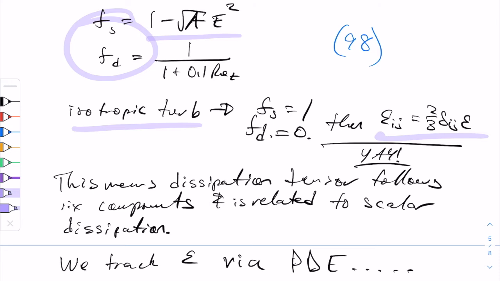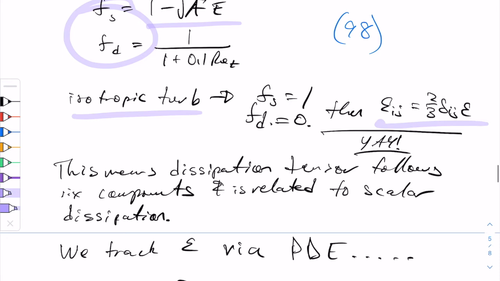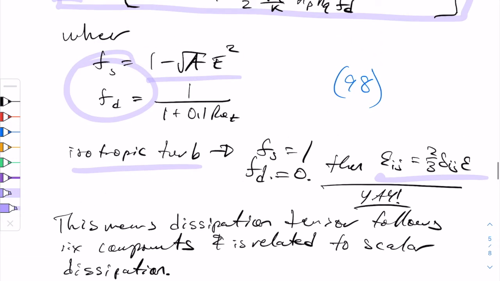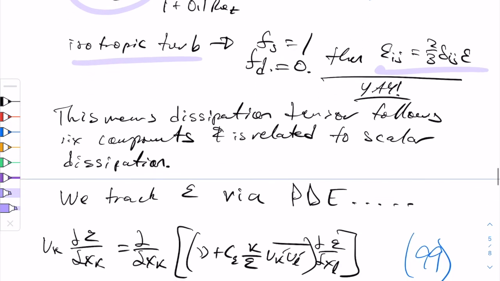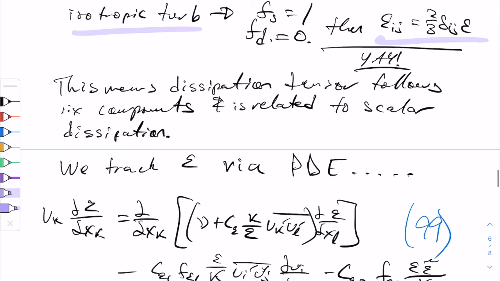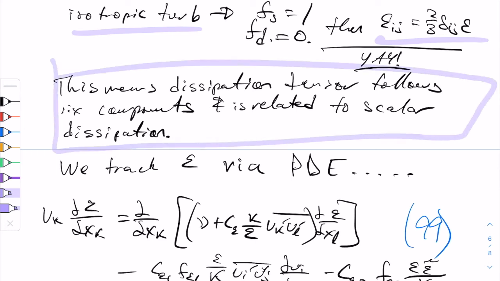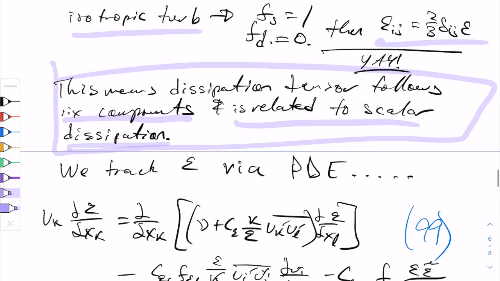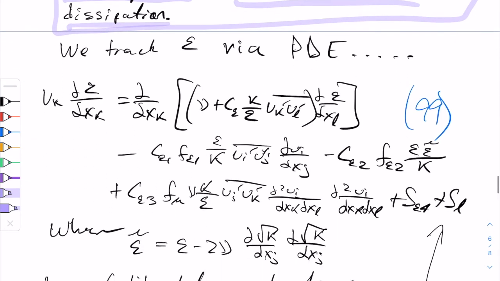And so you can imagine we're basically recovering the trace of the dissipation tensor, which is good. And that's part of the reason this model is formulated this way, to recover isotropy. So what does this mean in terms of the formulation? This means that the dissipation tensor will follow 6 particular components, and indeed is related to the scalar dissipation, which is what we derived originally, the dissipation equation.